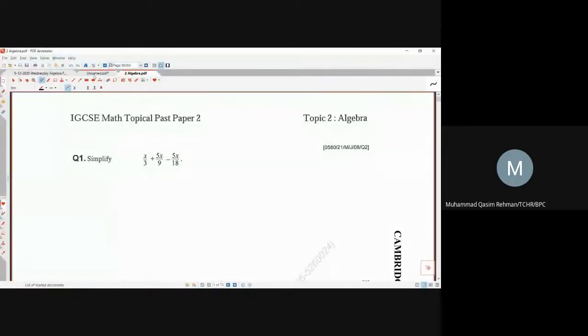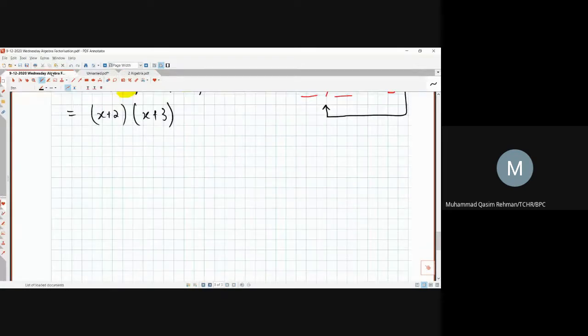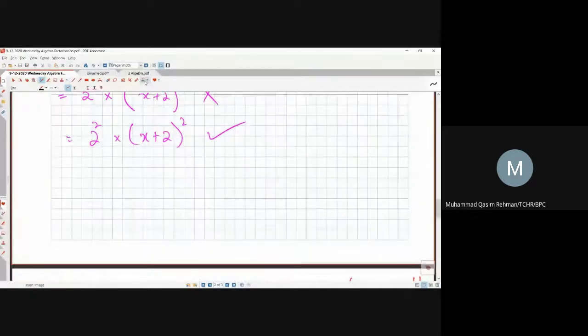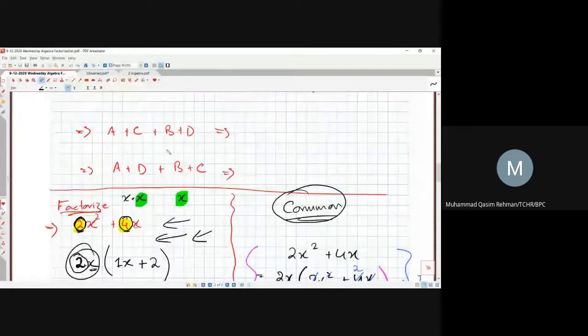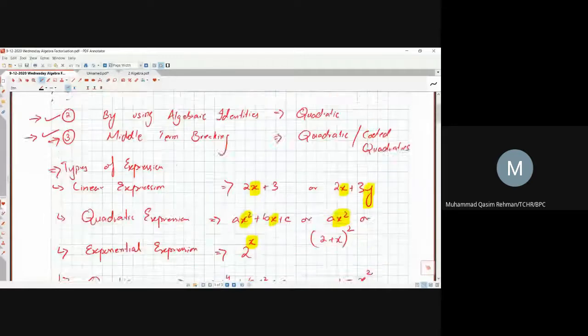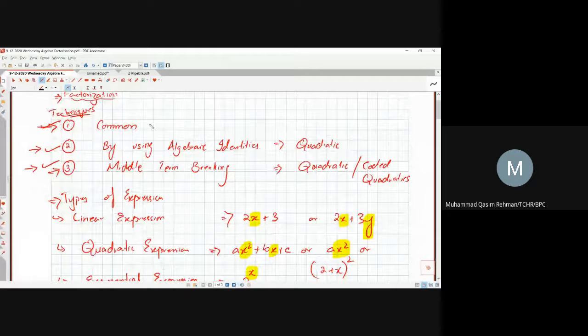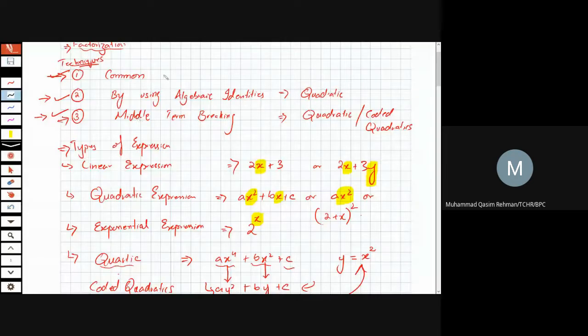Last time we studied factorization. Now these are the things which we learned in the factorization. Just a quick recap. These are the techniques by which you can factorize any given expression, which is in the expanded form already.